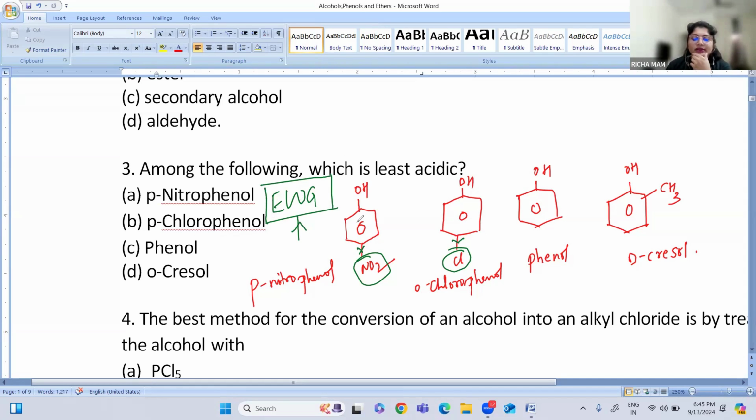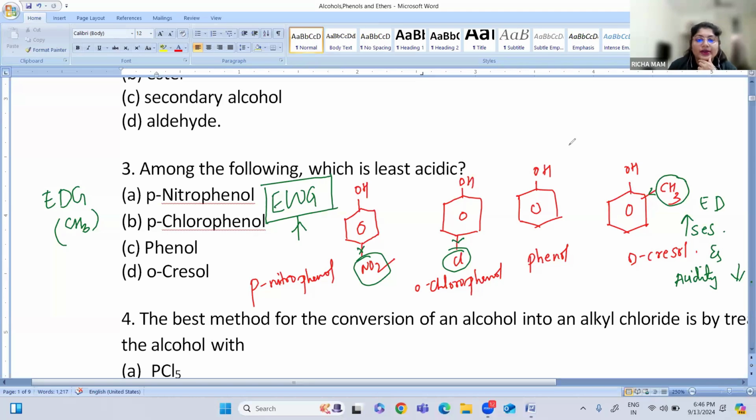So what will happen? There will be an increase in the acidic character because the electron density is getting decreased, as you are pulling the electron towards itself. Because of this, the acidic character will increase. And whenever you have electron donating groups, like your methyl group, they will give electrons. So when they are giving electrons, the electron density will increase and the acidic character will decrease.